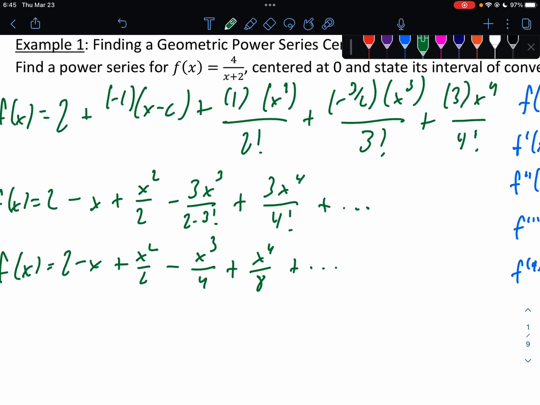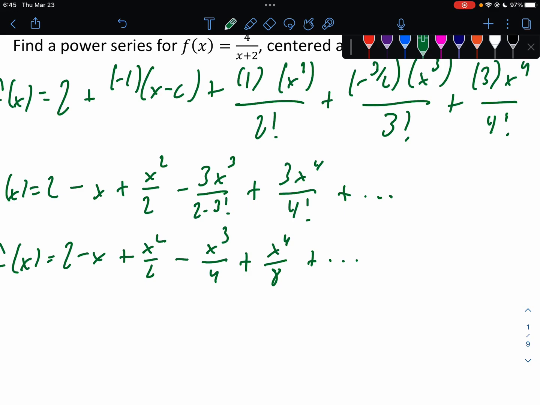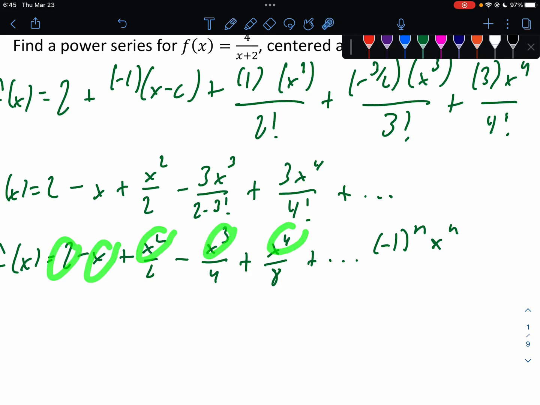So let's see if we can come up with a general term for that. So obviously we're multiplying by negative 1 each time, as it's an alternating series. So negative 1 to the 0, negative 1 to the 1, 2, 3, and 4. All right, and then it's just going to be x to the nth power as well. So x to the 0, x to the 1, x to the 2, x to the 3, x to the 4. And then the denominator seems to be just powers of 2, right?